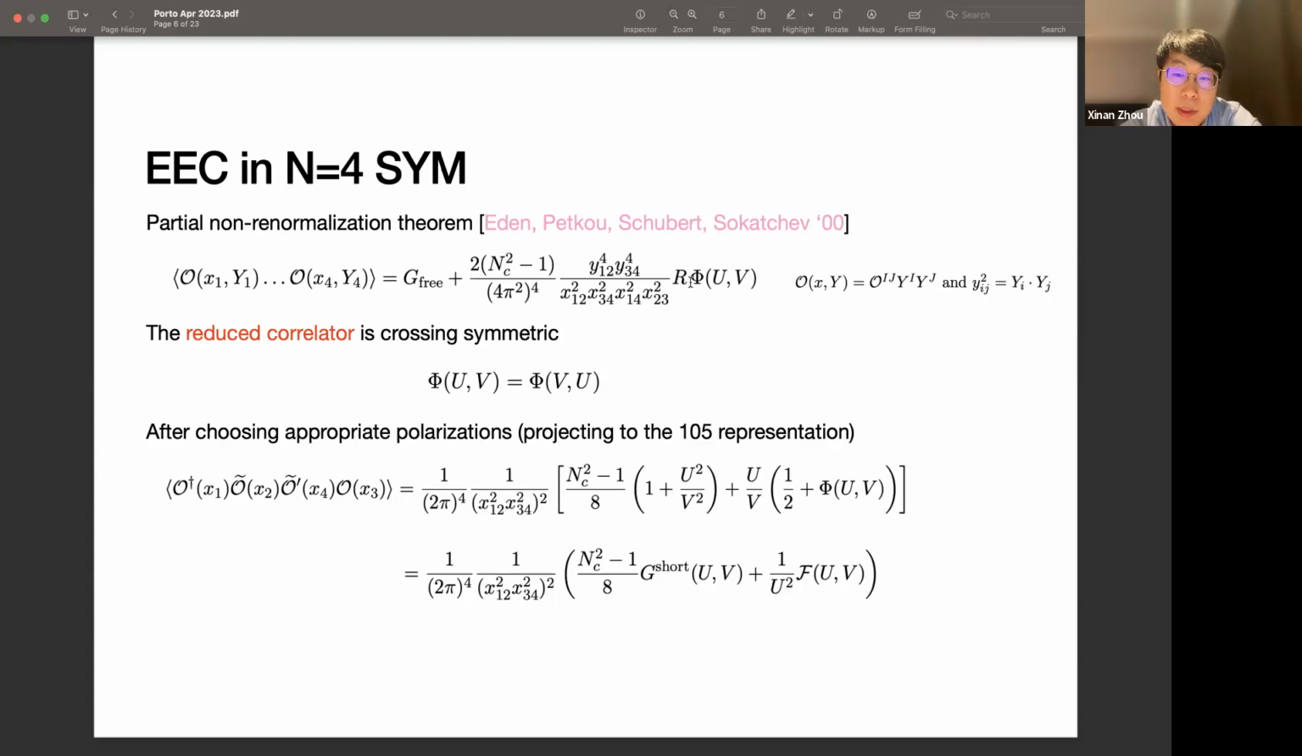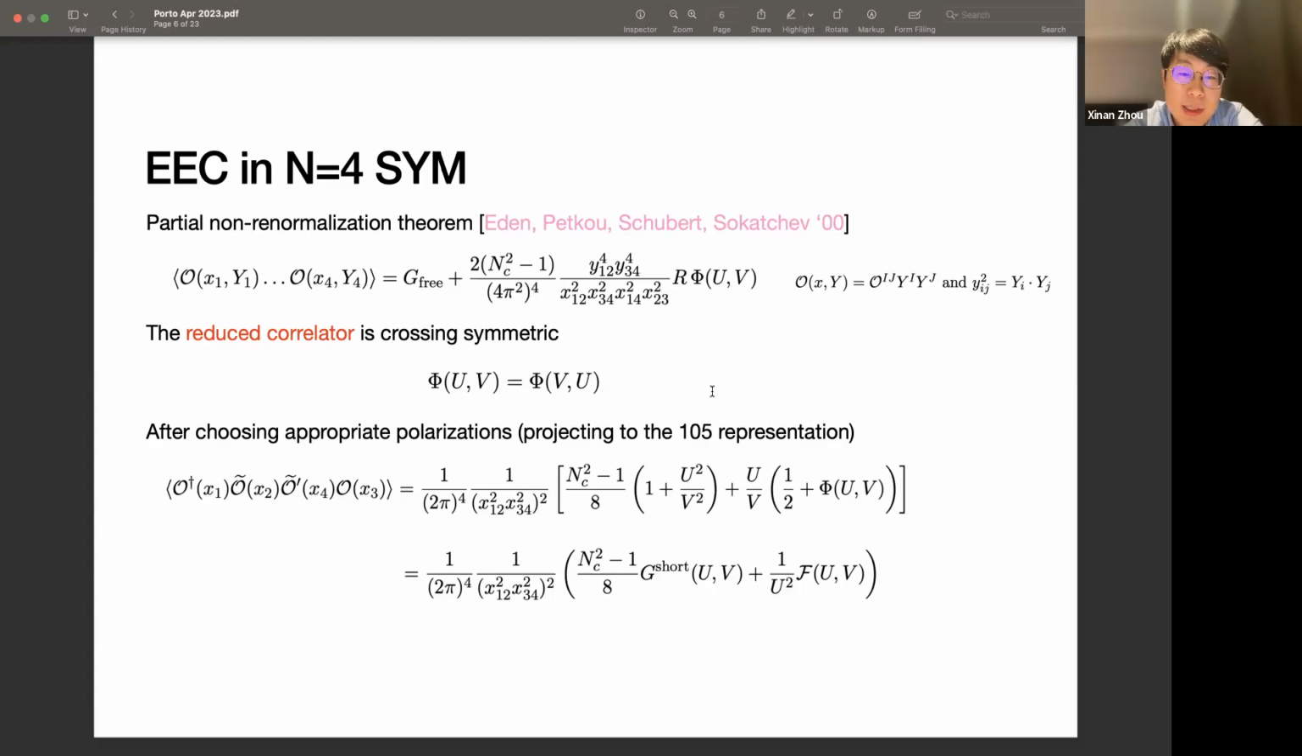And because of this factor here, it already carries all the asymmetry weights. So the reduced correlator here does not depend on asymmetry. It only depends on the conformal cross ratios U and V. And this reduced correlator, you can really view it as a correlator, and it has a crossing symmetry. In particular, it obeys this crossing symmetry, where if you interchange U and V, it is invariant.